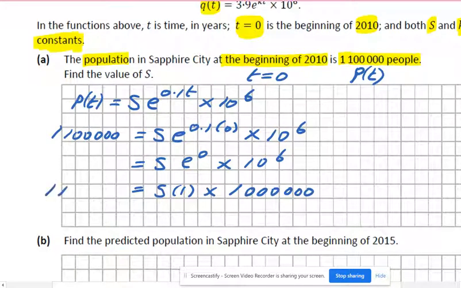So now we have 1,100,000 on this side. And a lot of those noughts are going to cancel. So we've got 4 noughts, 5 noughts here, and 5 noughts here as well cancelling. And we're left with s is equal to 11 over 10. So s works out to be 1.1. And that's part A done.